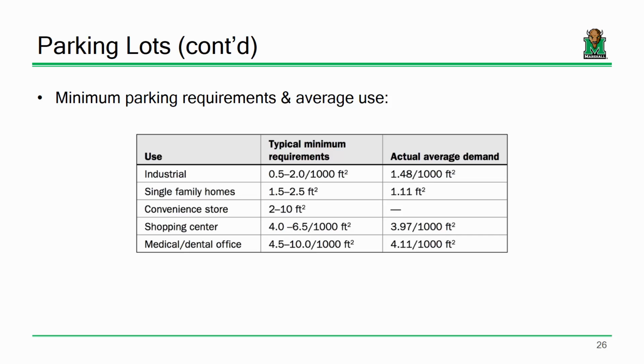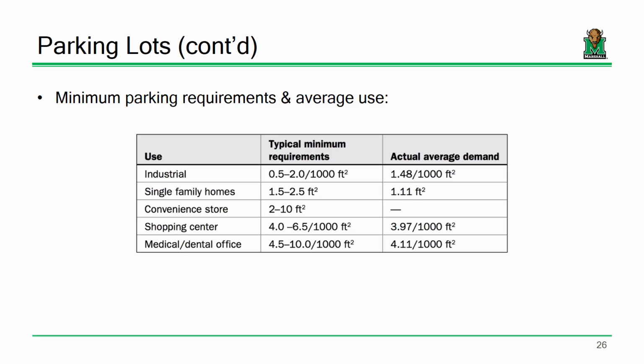Shopping centers, how about this? 4 per 1,000 foot or maybe 6 per 1,000 foot. Usually actually what you see is about 3.97. So you can take the floor area and determine, you know, it's pretty basic math. We're going to do this later, but you can determine how many spaces you're going to need.